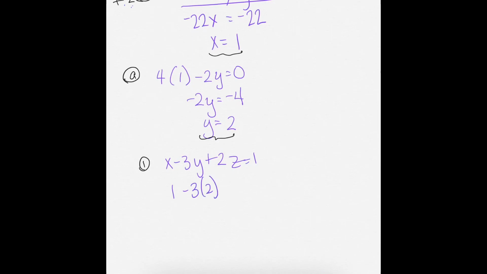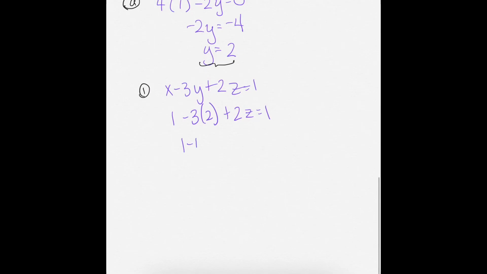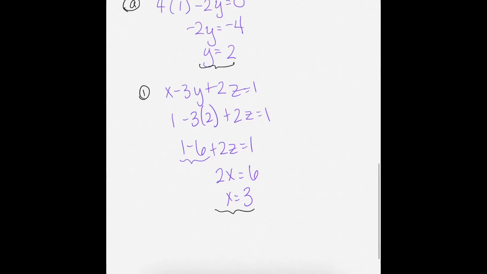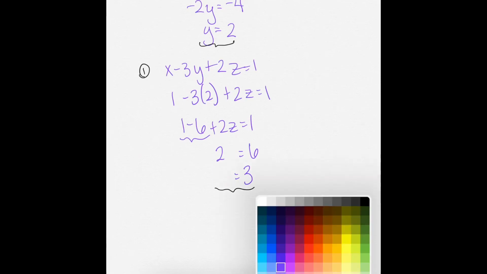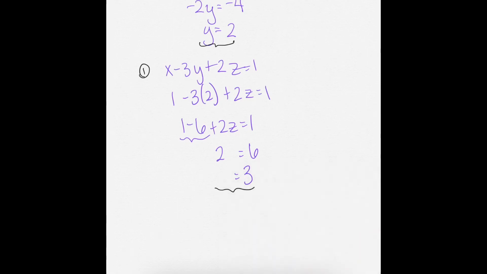We have an x. X is actually 1. We have a y. It's 2. Z I do not know. All right, so I get 1 minus 6 plus 2z equals 1. So this makes negative 5. When I add 5 to the other side, I'll get 2z is equal to positive 6, which gives me z is equal to 3. All right, I have all 3 of them. So my solution set, did anyone catch my mistake here? That was supposed to be a z, not an x.